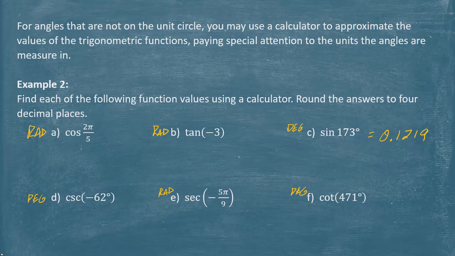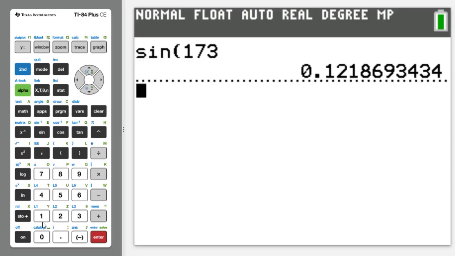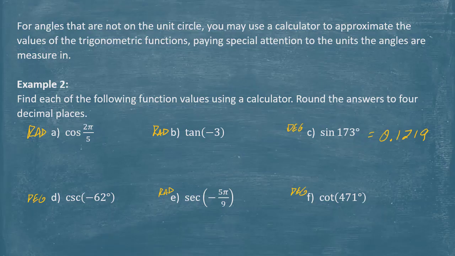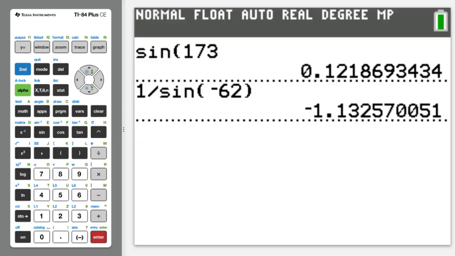Next one, cosecant. This will be a little bit trickier, this bottom row where it's all the reciprocals. Typing in on a calculator, I just have to do 1 divided by whichever its reciprocal is, so cosecant goes with sine. So this will essentially just turn into 1 divided by sine of the angle, negative 62 degrees. Close the parenthesis, press enter, and it gives me negative 1.1326-ish.